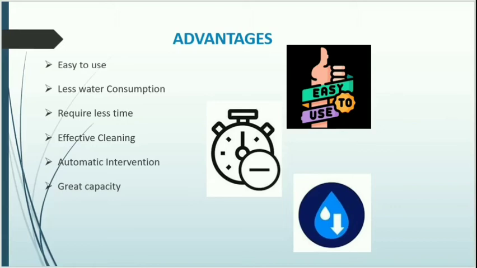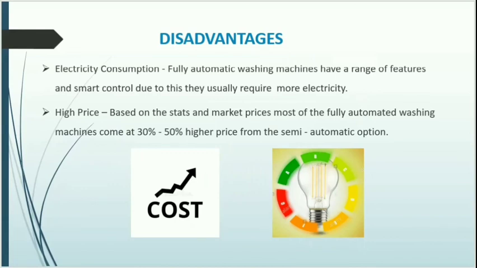Effective cleaning. And the fifth one is automatic intervention. And the last one is greater capacity, meaning you can find different capacity variants and they start from a very low range to a higher range. And the next slide is disadvantages.